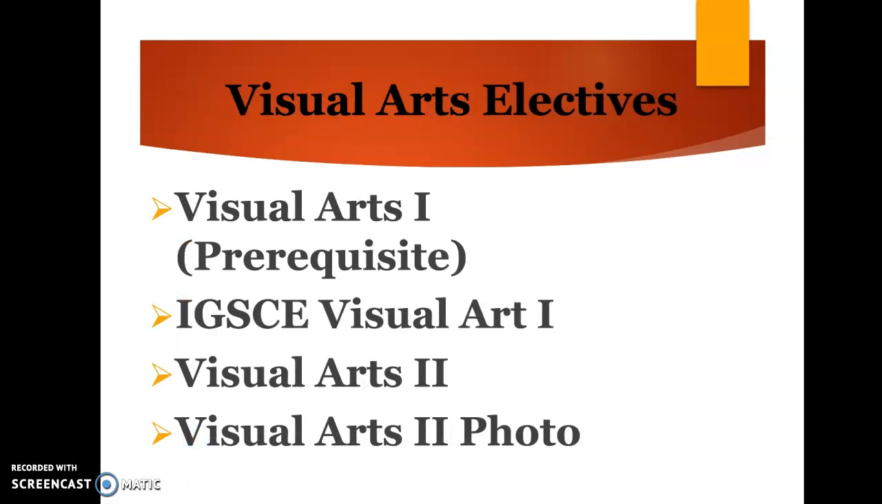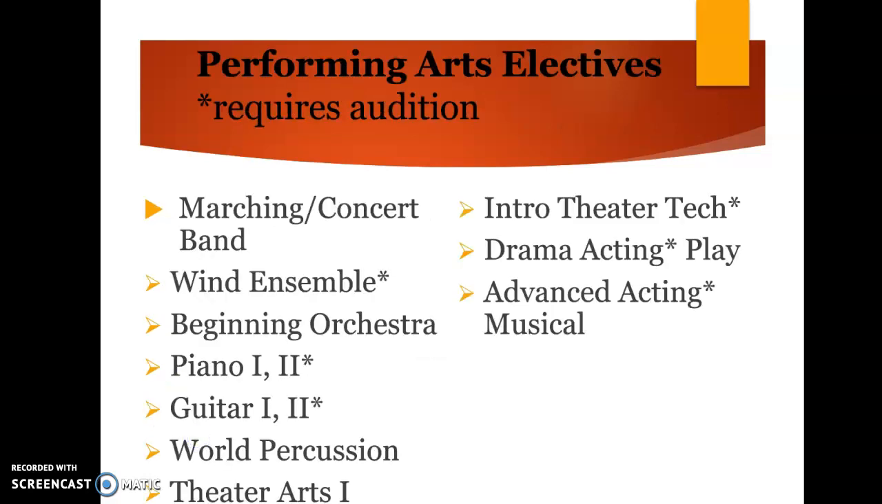Visual arts electives available. Visual Art 1 is a prerequisite. You might select, if you've already had Visual Art 1, Visual Arts 2, or Visual Arts 2 Photo. Performing arts electives are another option. Some of them require auditions. Marching concert band, wind ensemble, beginning orchestra, piano 1 or piano 2, guitar 1 or Guitar 2, World Percussion, Theater Arts 1, Intro to Theater Tech, Drama Acting if you're interested in the plays, and Advanced Acting if you're interested in the musicals.